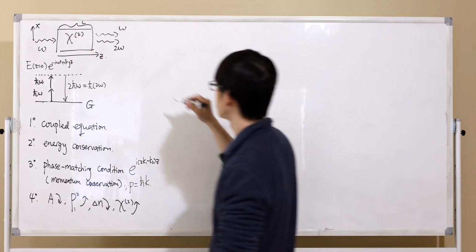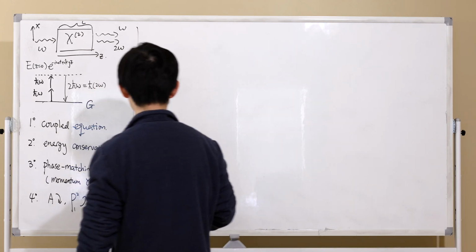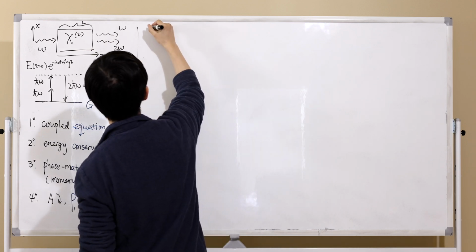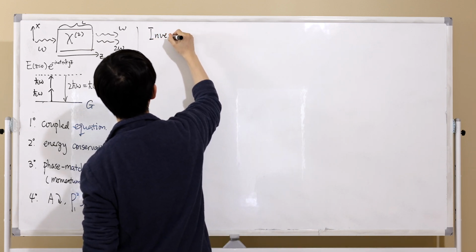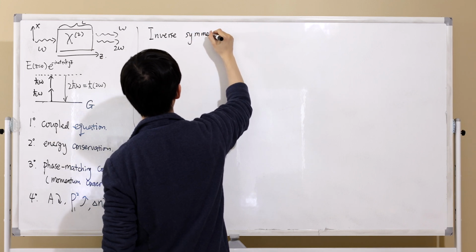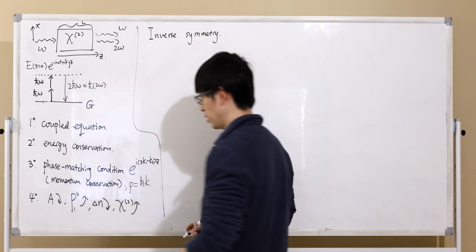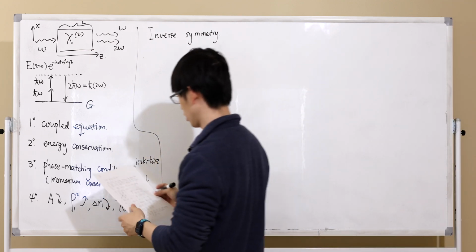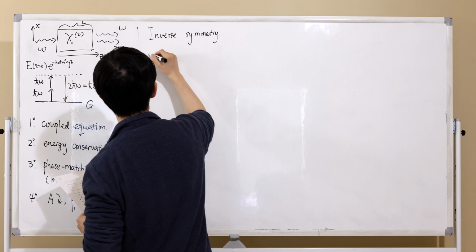So the key word here is symmetry. It's actually the inversion symmetry of the material. Now the argument is like this. Let's take a look at the nonlinear polarization.